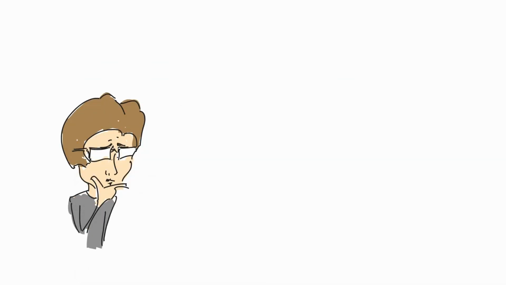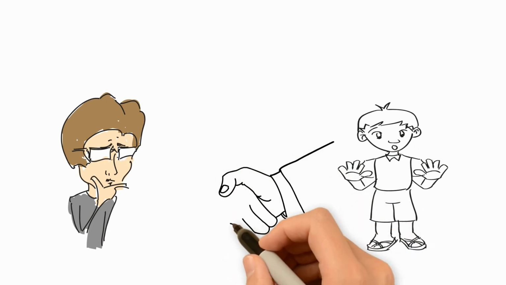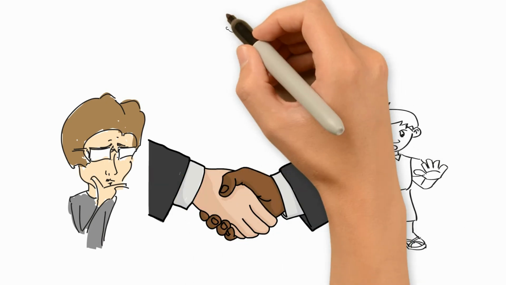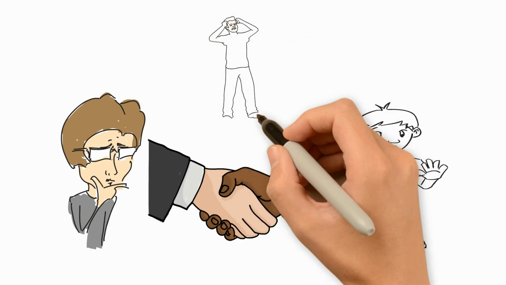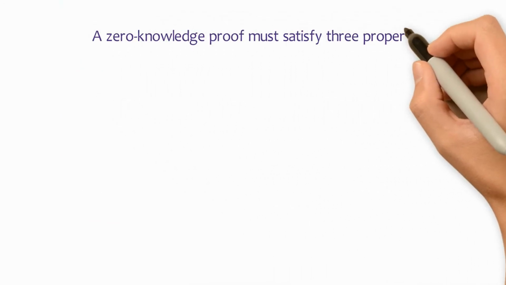Finally, they come to an agreement that Sham knows the secret without revealing it to Ram. In this case, all the conversations are intact between Ram and Sham. The third party will not have any clue of what Ram and Sham are discussing. A zero knowledge proof must satisfy three properties.